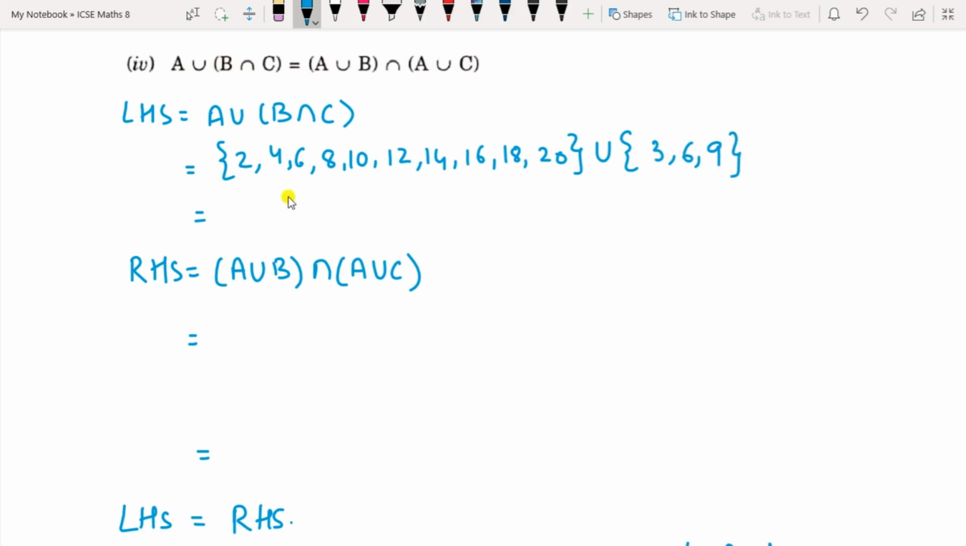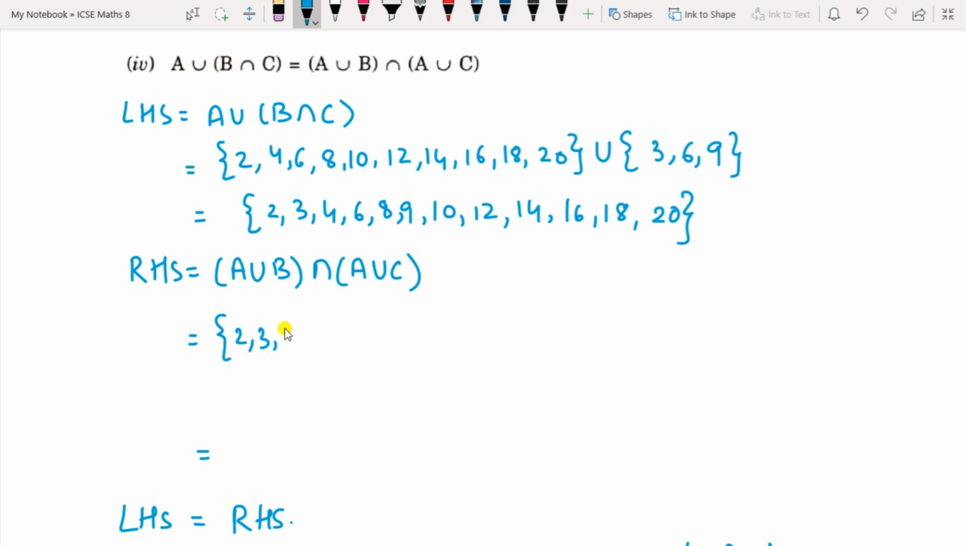And their union will be here 2, 3, 4, 6, 8, 9, union of these two. So 3 and 9 are not there in this set, so we have to combine them together. 9, 10, 12, 14, 16, 18 and 20. So this is LHS.